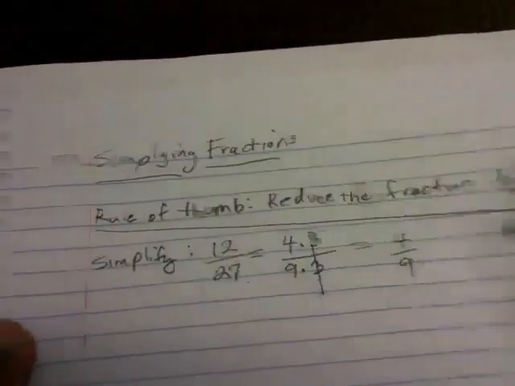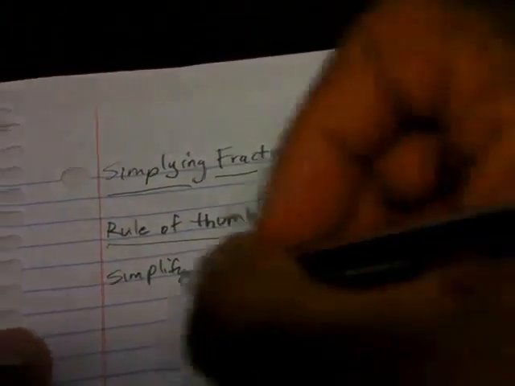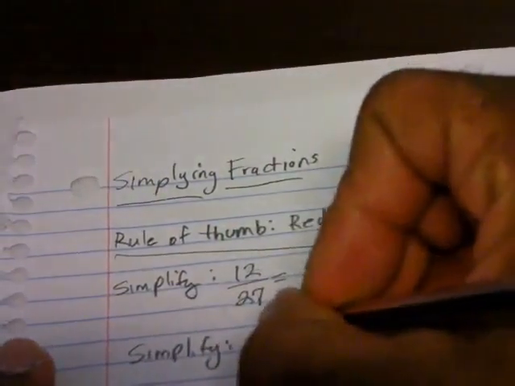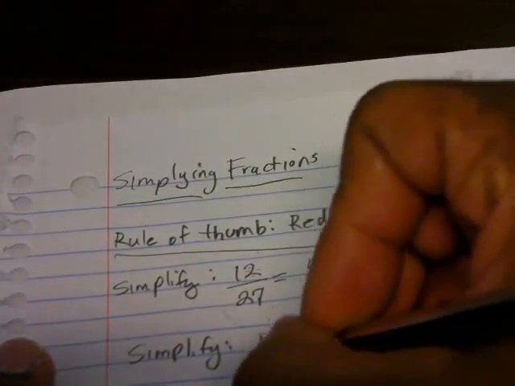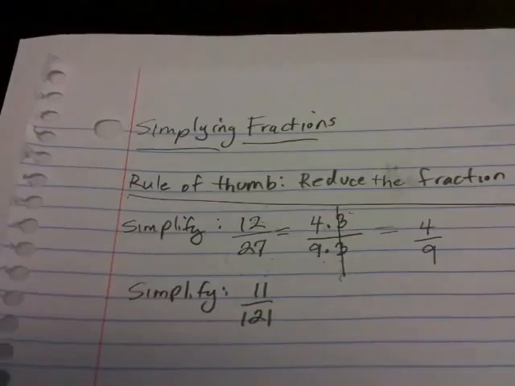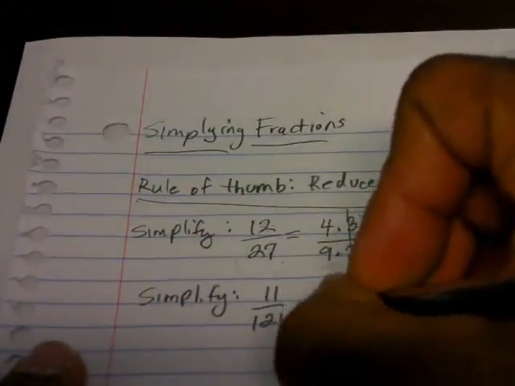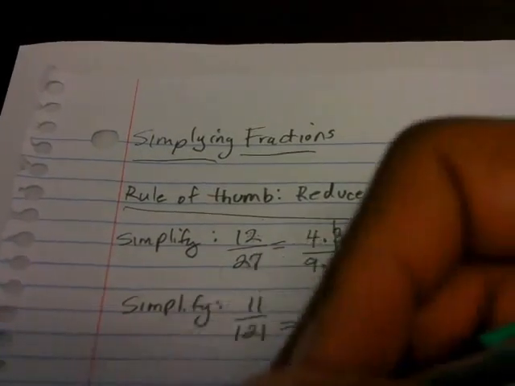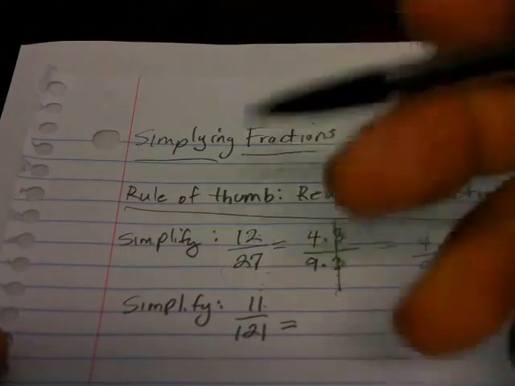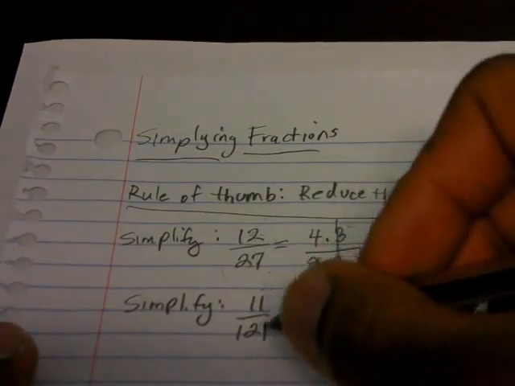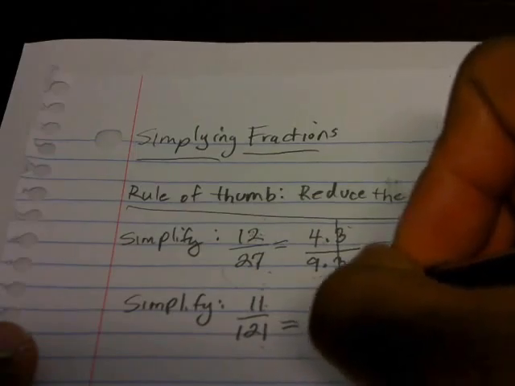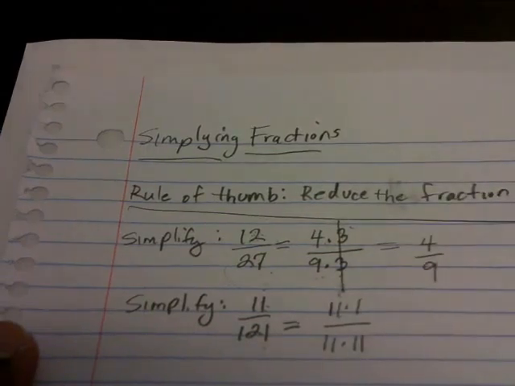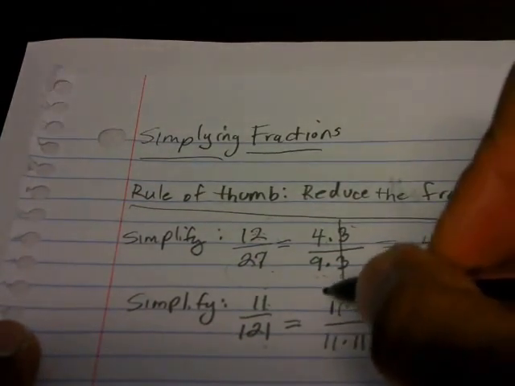Okay, let's do another one. We'll do one more example. Simplify, and this time I'll write it clearly, 11 over 121. Again, the same procedure. Find out what numbers are common in the numerator and the denominator, and then you can cancel. The number in common is 11. So 11 times 1 over 11 times 11. And then you cancel.